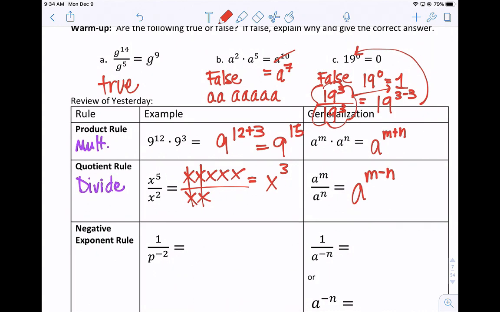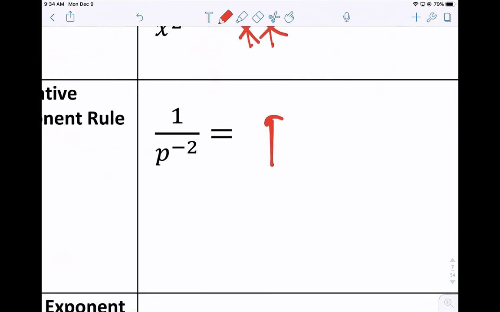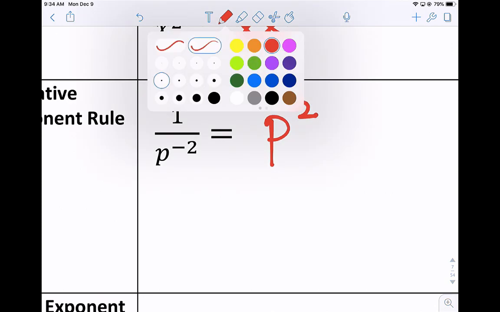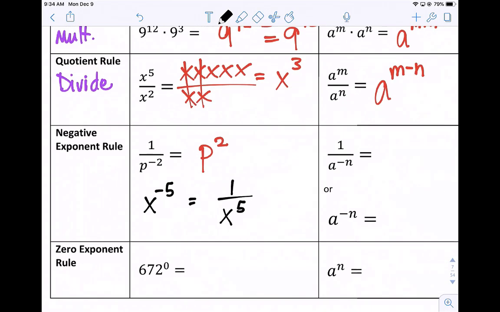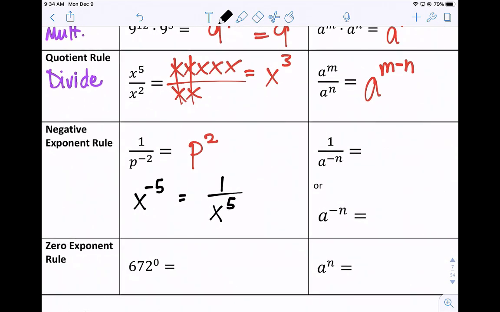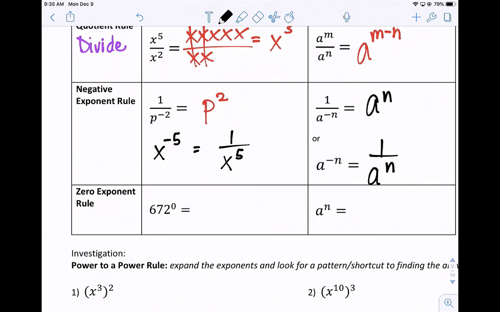the denominator. The negative exponent rule: another way to write 1 over p to the negative 2 is p squared. And likewise, if we have, I don't know, x to the negative 5, you can write that as 1 over x to the 5th. And so the rule is, if it's a negative exponent, you flip it. If it's on the bottom, flip it to the top. And if it's on the top, you flip it to the bottom. And it creates a positive exponent. And the 0 exponent rule: anything to the 0 exponent is 1. And we talked about why that is yesterday and also in the warm-up.